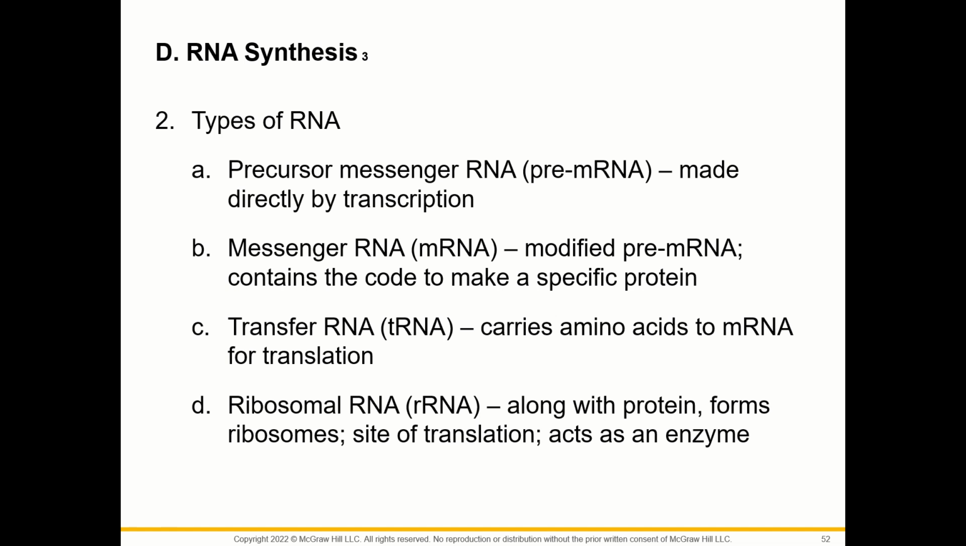It's got a little area on it that will attract the particular amino acid, and then it's going to have what's called an anticodon on it that will have complementary base pairing to the mRNA, and it can then add the amino acid in that way. And then there'll be peptide bonds formed between the growing polypeptide chain. It's a beautiful process. Then we have ribosomal RNA, rRNA, and this, along with protein, forms the ribosomes, which are the site of translation. They can also act as the enzyme.